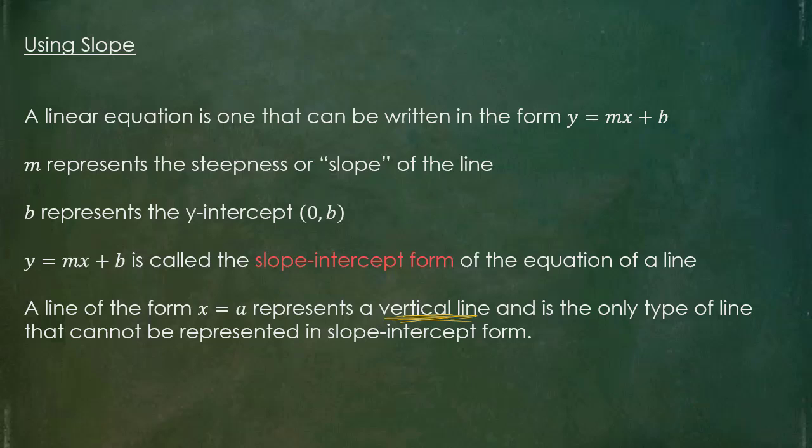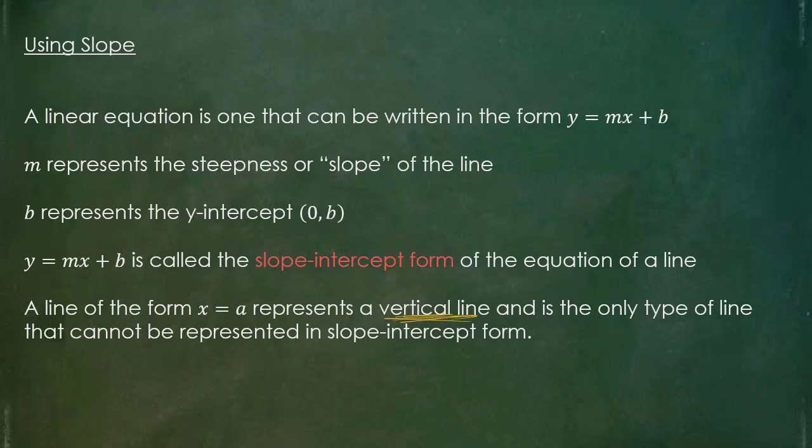So let's first talk about a linear equation. Essentially, a linear equation is anything that can be written in the form y equals mx plus b, where m represents the steepness, or what we call the slope of the line, and b represents the y-intercept. Anything in that format, y equals mx plus b, we can also call the slope-intercept form of the equation of a line.